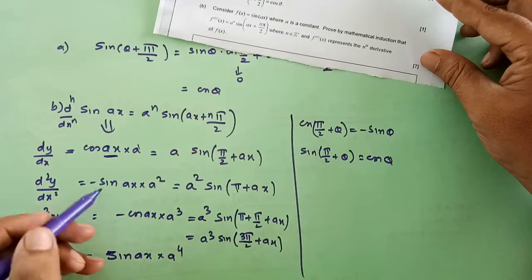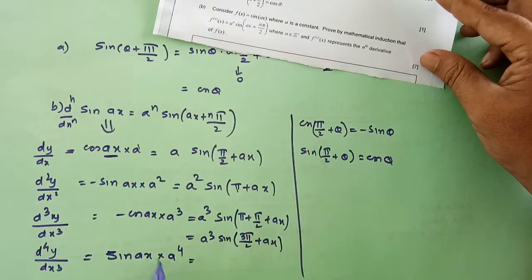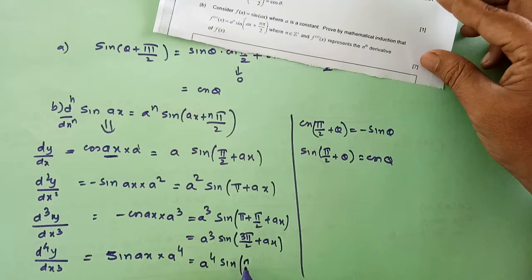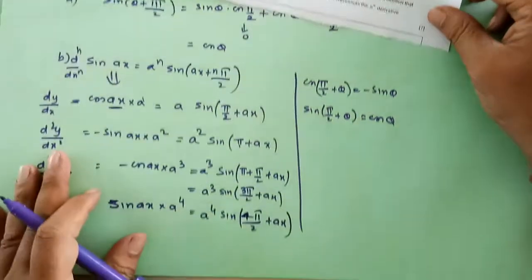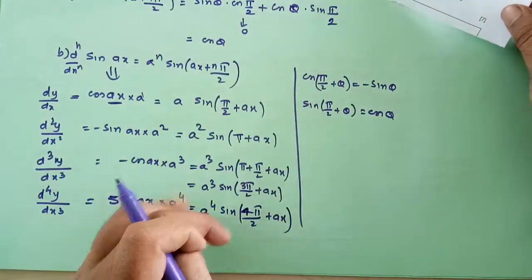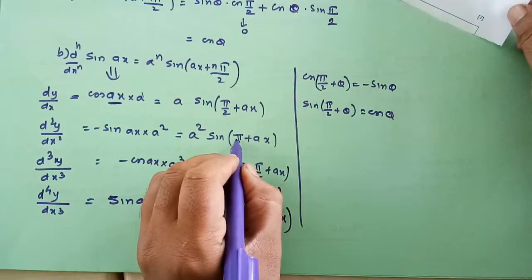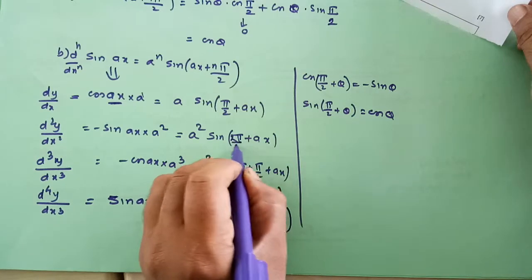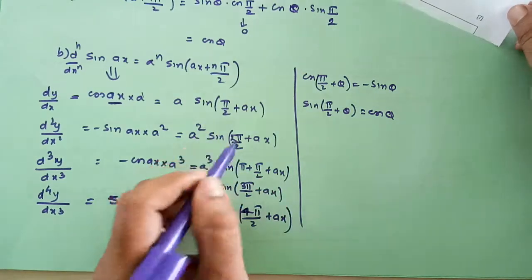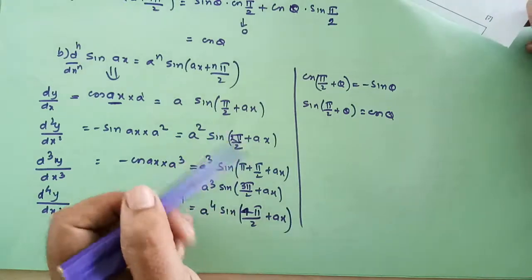From sine to sine, you can add 2 pi straight away. So a to the power 4 sine of 4 pi by 2 plus ax. You have to be a little smarter in this case. In place of pi, I could write 2 pi over 2. These are the things which come by practice, not just by looking at the video.